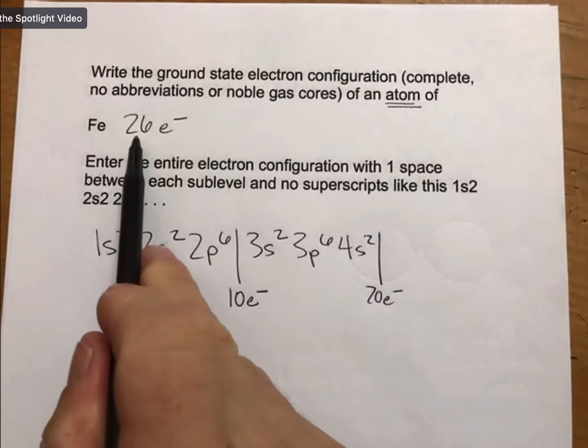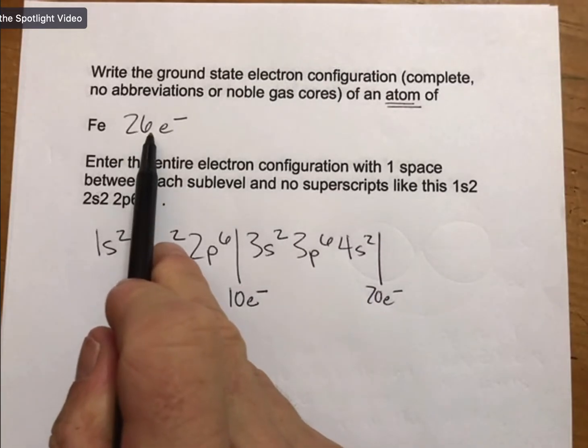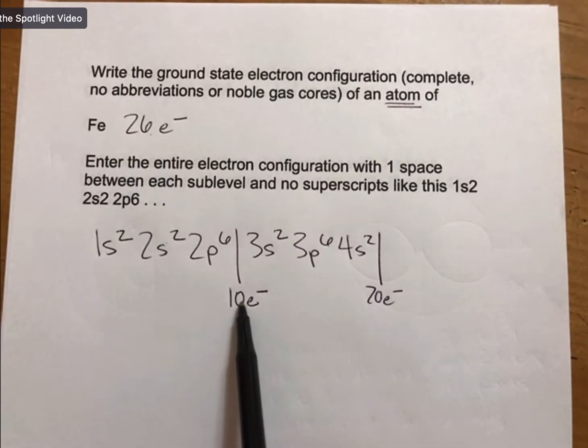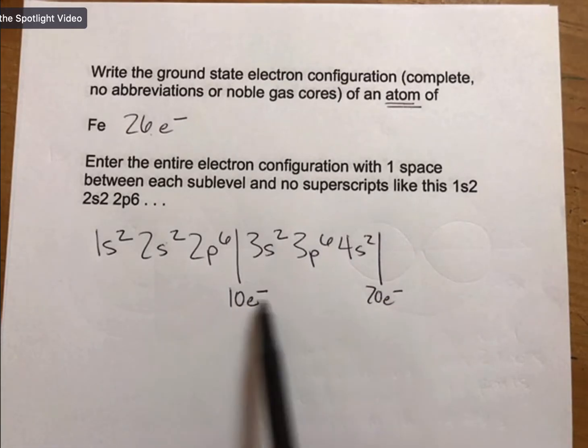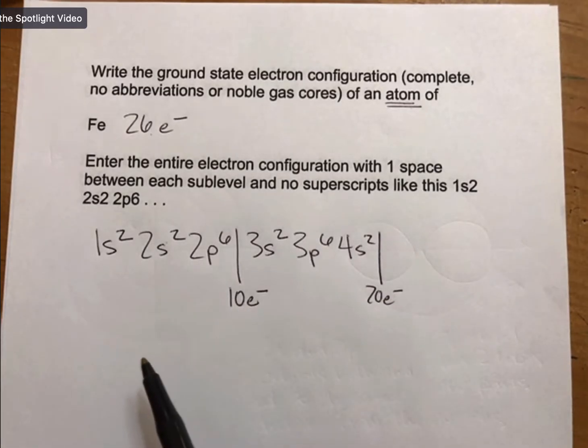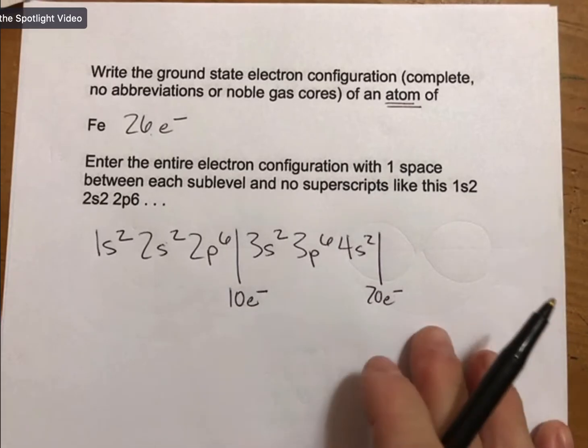Remember, we don't want to go too far. We want to go to 26 electrons. And this 10 electron and 20 electron thing is not part of the answer. It's like my keeping track of my total number of electrons.